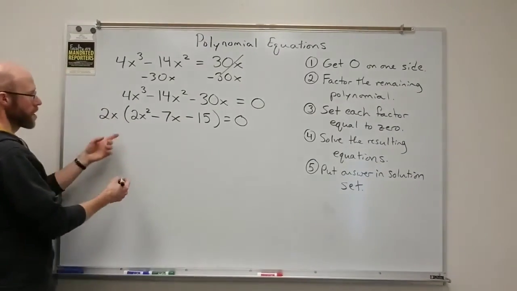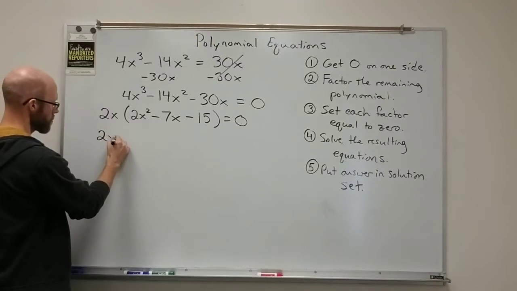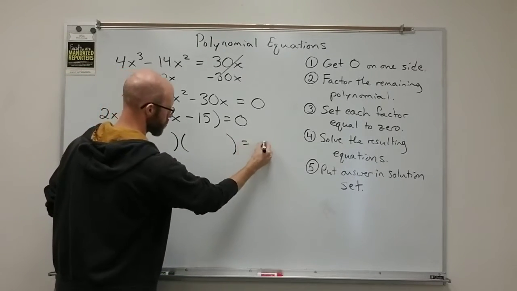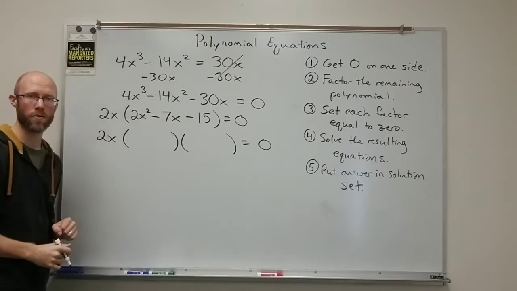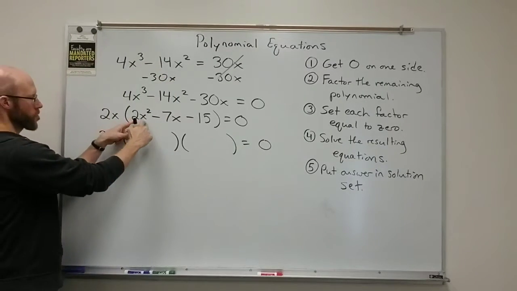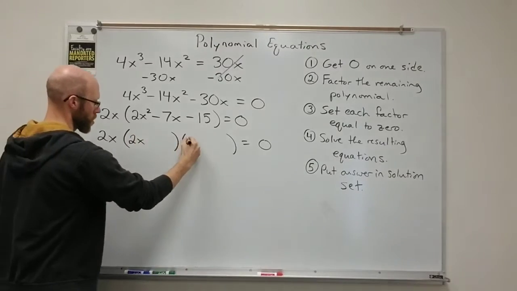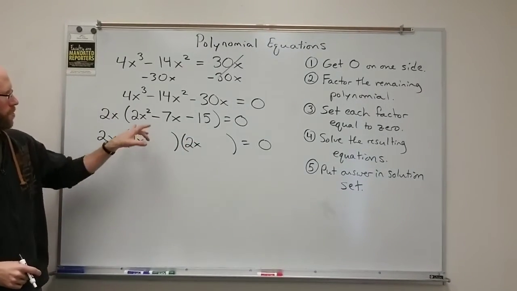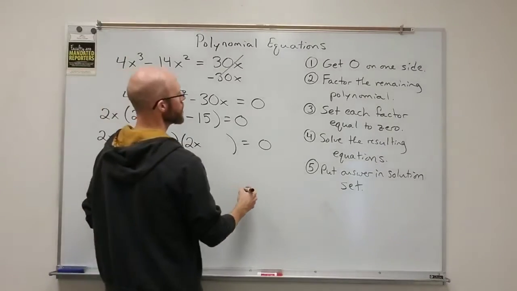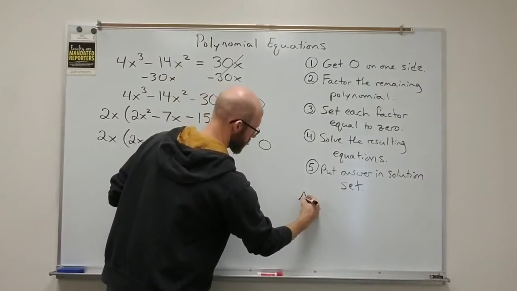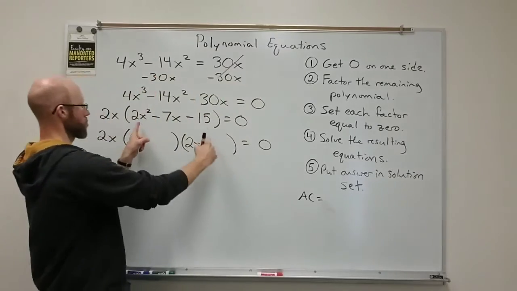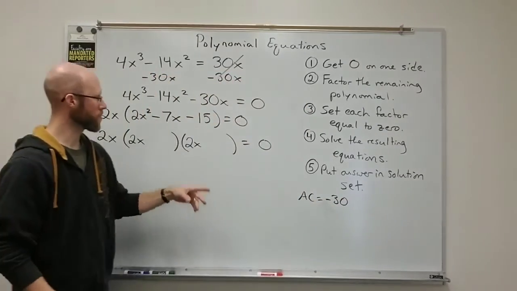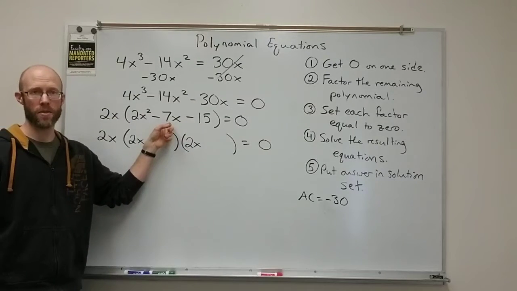So remember, with the modified AC method, we're going to start with 2 sets of parentheses and build the structure of the equation. The 2x goes in the first 2 slots there. Remember, we have to figure out what AC is. Take this off to the side. AC is equal to negative 30. And we're looking for factors of negative 30 that add up to negative 7.